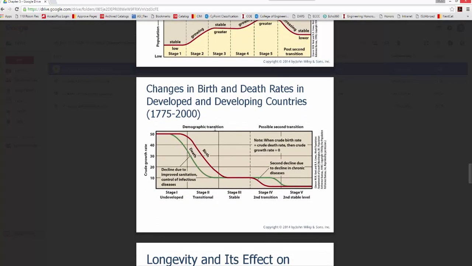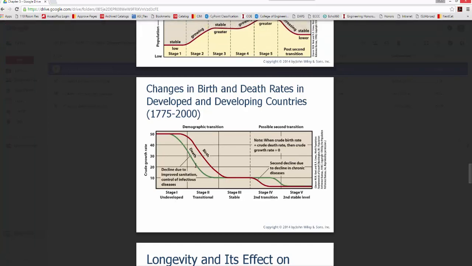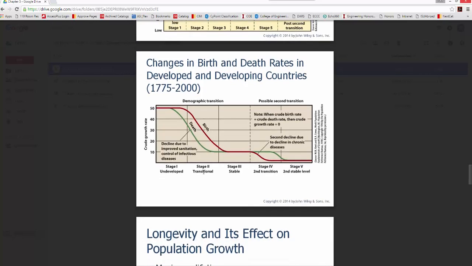So what you see here, changes in birth and death rates in developed and developing countries. You see here from 1775 to 2000. We talk about the growth rate, which is the difference between birth and deaths. So we see here the growth rate was even in stage 1 in undeveloped countries. And then you begin to notice the birth rate exceeding the death rate, which leads us into stage 2. Stage 3, things begin to stabilize between the birth and death rate.